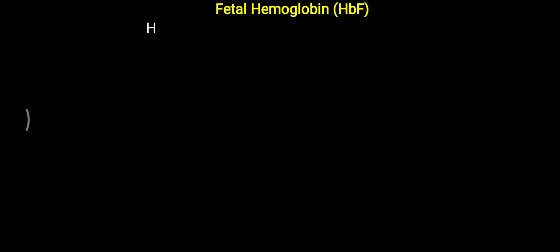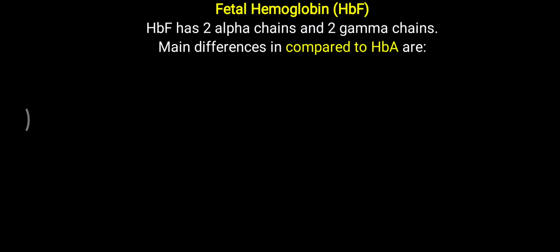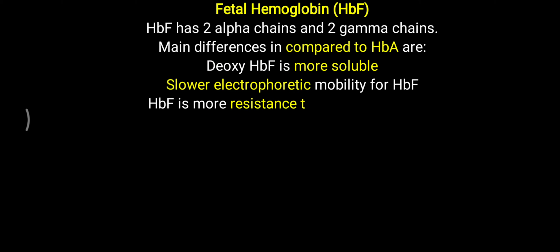Now, further in detail, we have seen that fetal hemoglobin contains 2 alpha and 2 gamma chains. The main differences between fetal hemoglobin and adult hemoglobin are as follows. Deoxy fetal hemoglobin is more soluble, and fetal hemoglobin has slower electrophoretic mobility when electrophoresis is run for hemoglobin. Further, fetal hemoglobin is more resistant to alkali denaturation. These are just the physical differences compared to adult hemoglobin.